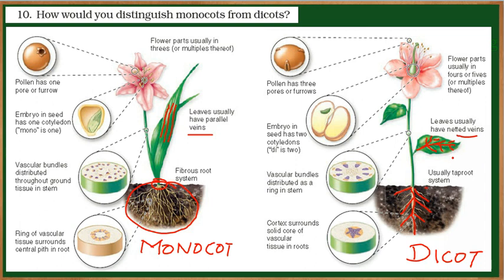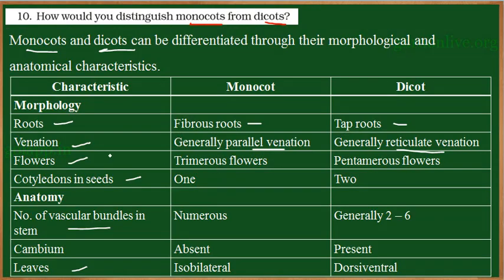So all dicot plants will have reticulate venation and all monocot leaves will have parallel venation. Venation means the arrangement of veins, how they are present. Veins will carry the vascular bundles, xylem and phloem, to the leaves. So we learned fibrous roots in monocot, taproots in dicot, parallel venation in monocots, reticulate venation in dicot.